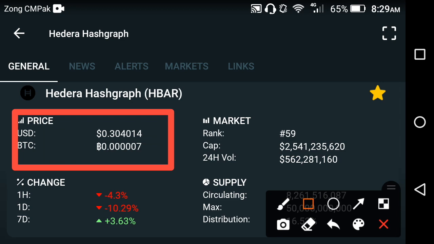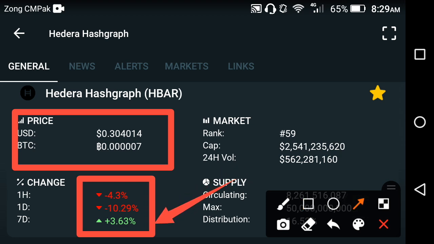On the other side, if you look at the price changes in Hedera Hashgraph, the last 1 hour and the last 1 day are going negative, friends, and only the last 1 week is positive. This means that Hedera Hashgraph has started dumping. The price is going down from the previous day, friends.